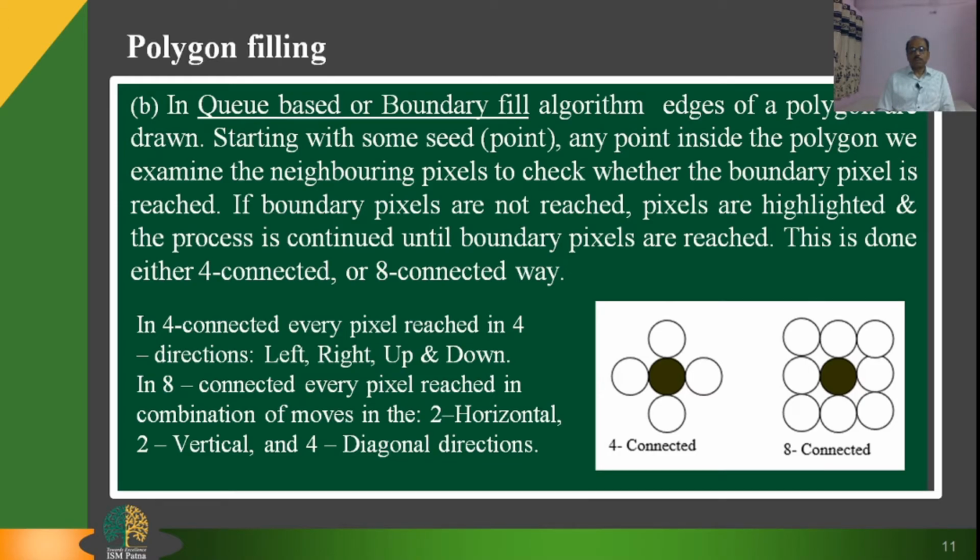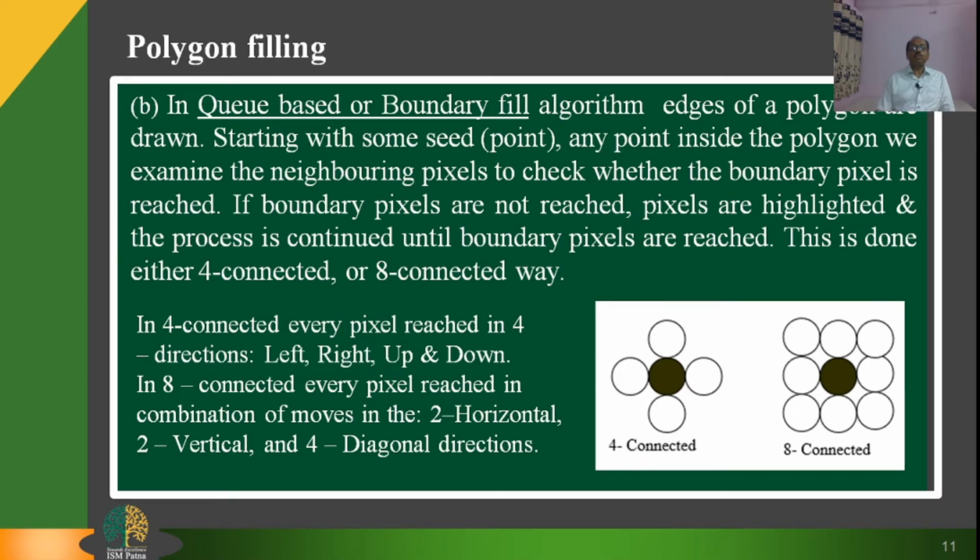In 4 connected directions, the moves are left, right, up and down, whereas in 8 connected directions, every pixel in the region is reached by a combination of moves in 2 horizontal, 2 vertical and 4 diagonal directions. So, in the 8 connected way, the filling is done faster.